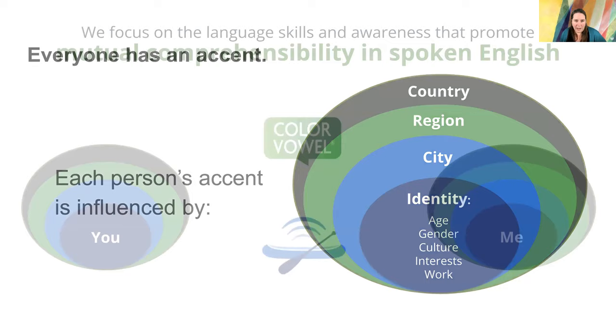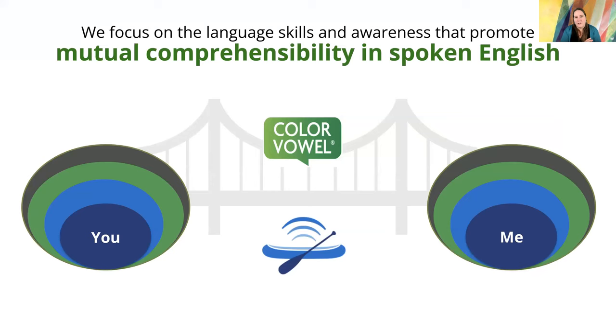So how do we go about teaching pronunciation when there are so many varieties? We focus on the intersection, how it is that we are mutually comprehensible to one another, and by turn, what it is that breaks communication. What is the deal breaker of that comprehensibility that we share?